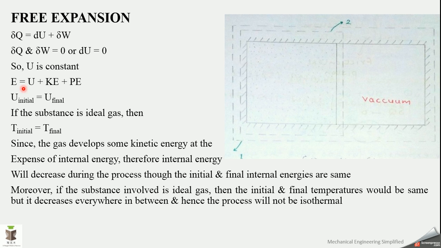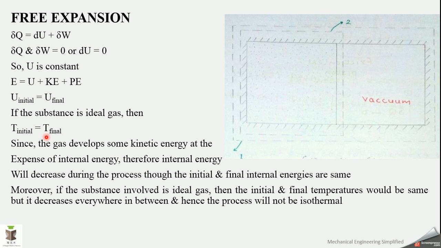We know that the total energy of the system is the sum of internal energy, bulk kinetic energy and bulk potential energy. In this we have seen that U is a constant, that means U initial is equal to U final. If the substance is an ideal gas, because for an ideal gas U is a function of temperature only, then T final is equal to T initial.